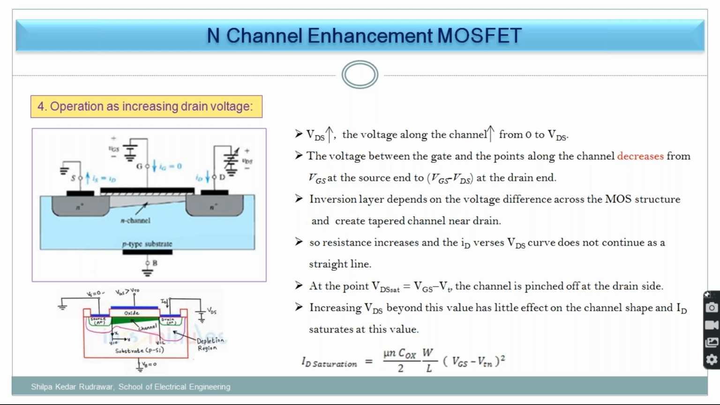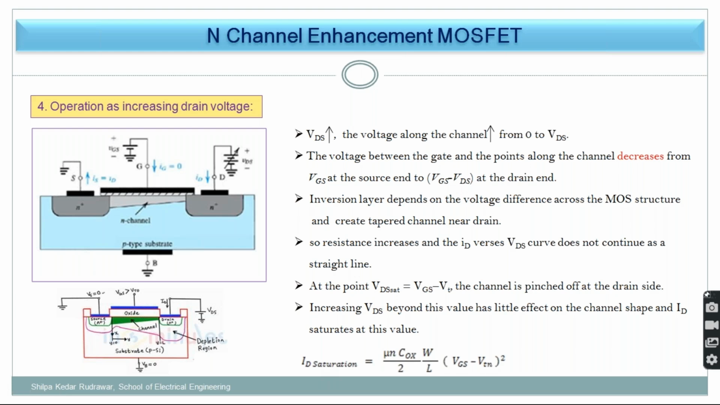So pinch off occurs when VDS equals VGS minus VT. At that time the channel is shifted towards the source, and that point is called the pinch off. Here the point is connected, and this is called the pinch off point. If I keep increasing VDS, this pinch off point will shift towards the source and channel resistance increases. Now what is the drain current in the saturation region?